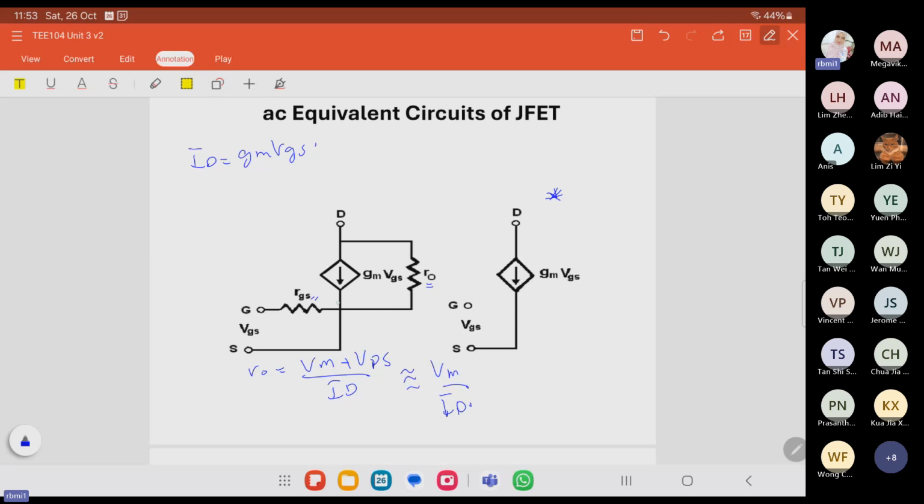Okay, and how to get this simplified version of the circuit? The second circuit here: if we consider RGS is very large and R naught is also infinitely large, then we can neglect these two resistances in the circuit. That is why in the second circuit we don't have RGS and R naught. Okay.